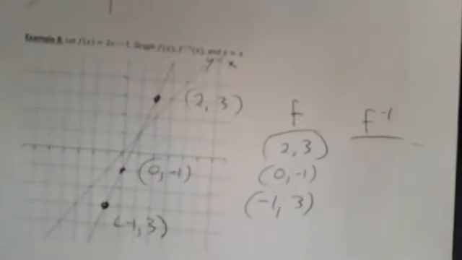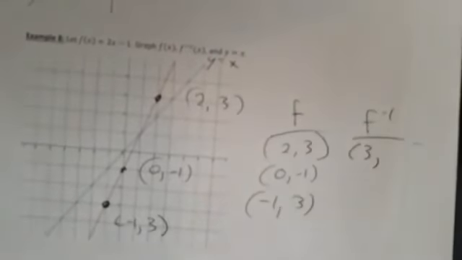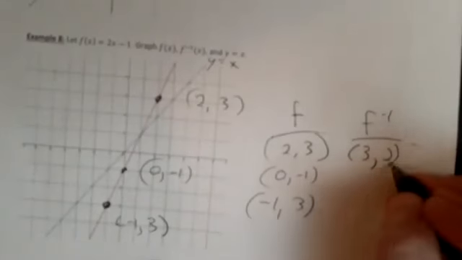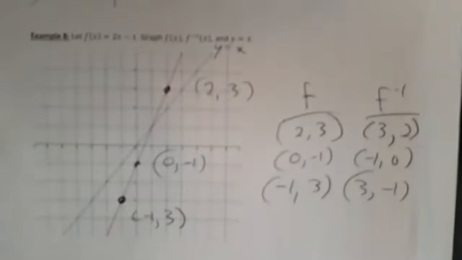Well, if f takes 2 to 3, f inverse is going to take 3 to 2. I'm trying to think of a way to say this without it sounding silly. But basically, we take these and we flip them, right? You flip your x and your y, and that gives you your inverse. And so we know these points. We just have to graph these points.